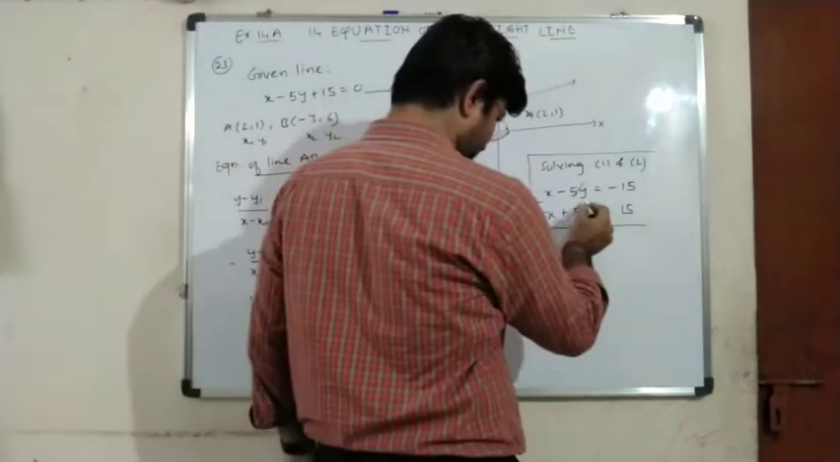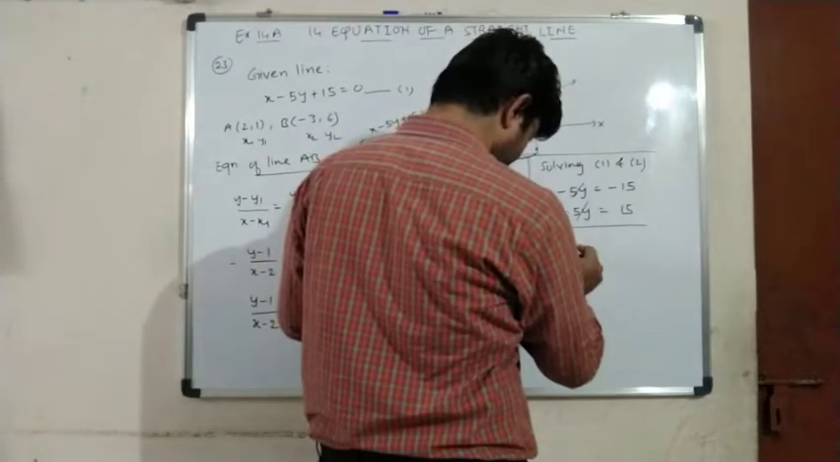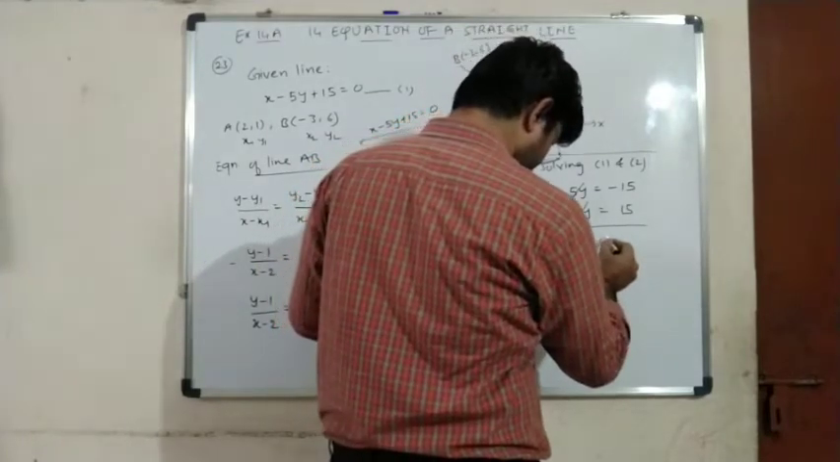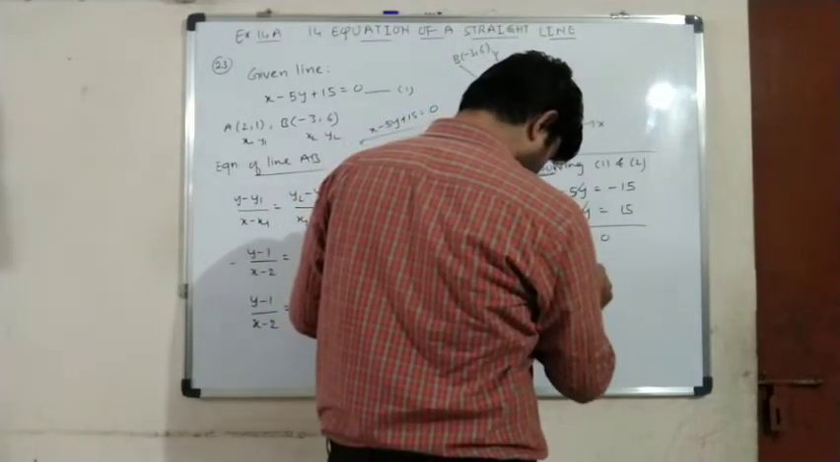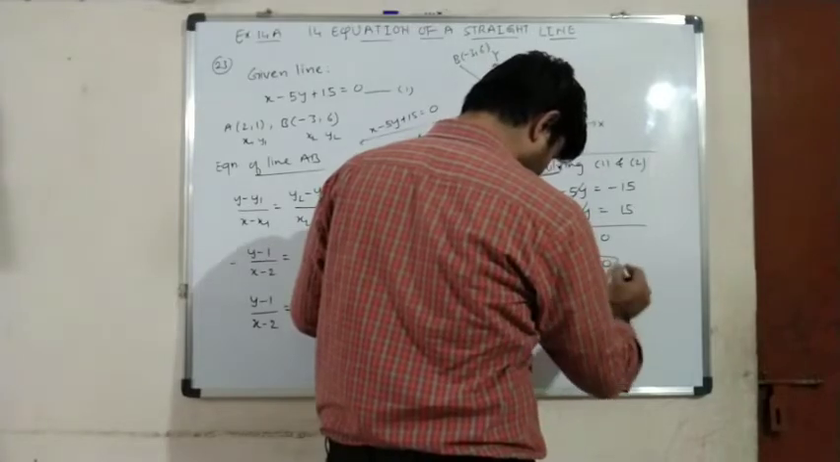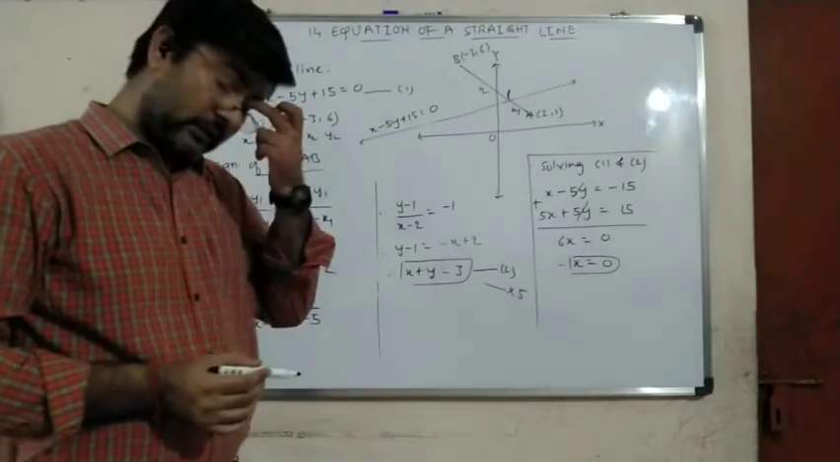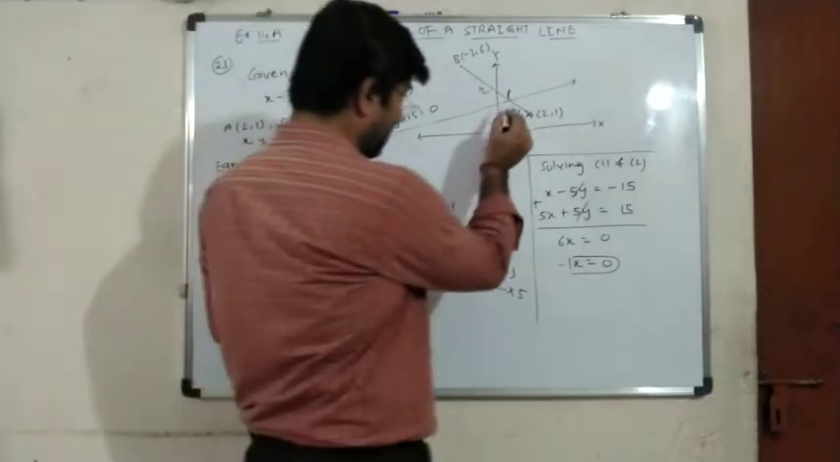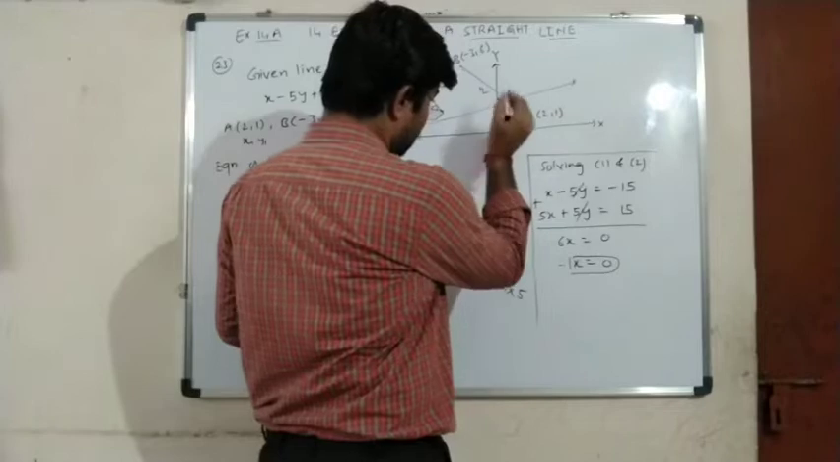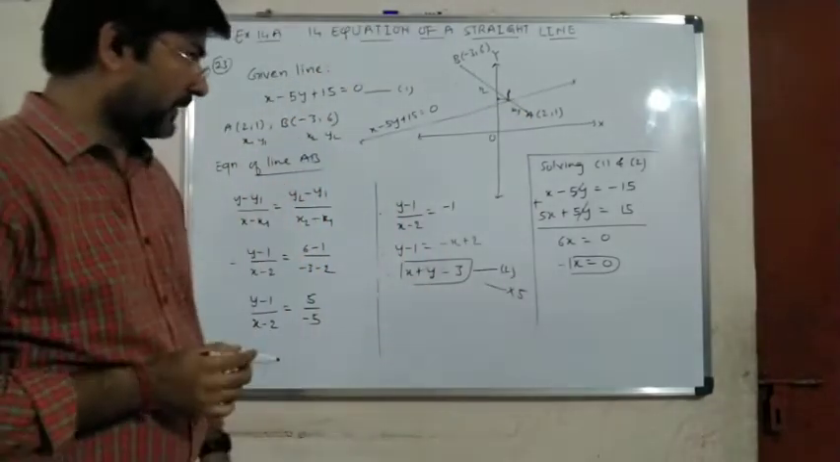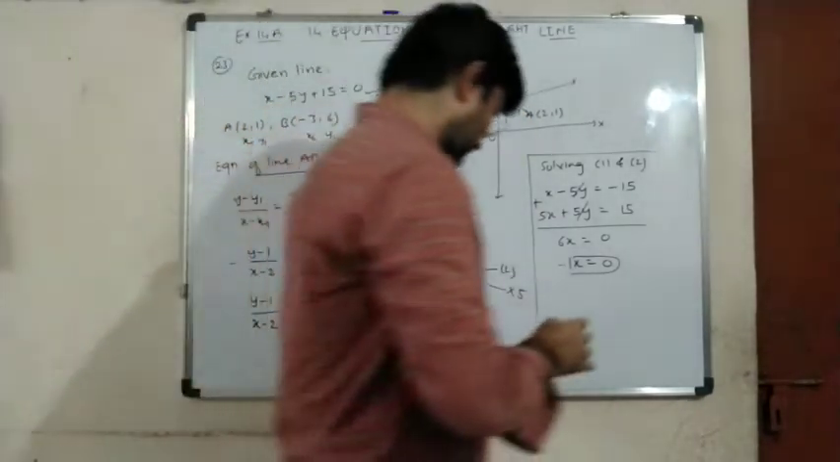So minus 5y plus 5y will get cancelled here. 6x is equal to 0. Therefore x is equal to 0. So we got the x coordinate of point P to be 0. It means this point P actually lies somewhere on the y-axis. Yes or no? Okay. Clear? So we got the value of x.